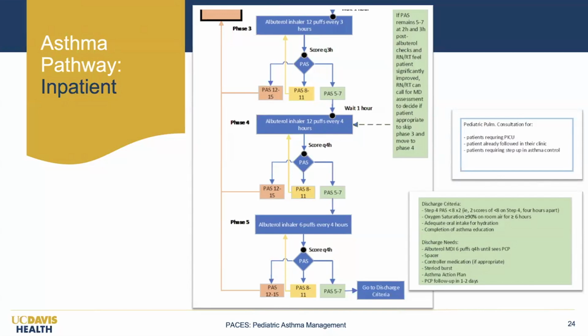In addition to that, we'll review and make sure they have prescriptions if they require a controller medication. We'll make sure they have a steroid burst, and so they'll finish out their systemic steroids. We'll have them leave with an asthma action plan, so information about when they need to call the doctor or how to use their albuterol and step it up and when to return to care. And then we'll typically have them follow up with their primary in 1 to 2 days.